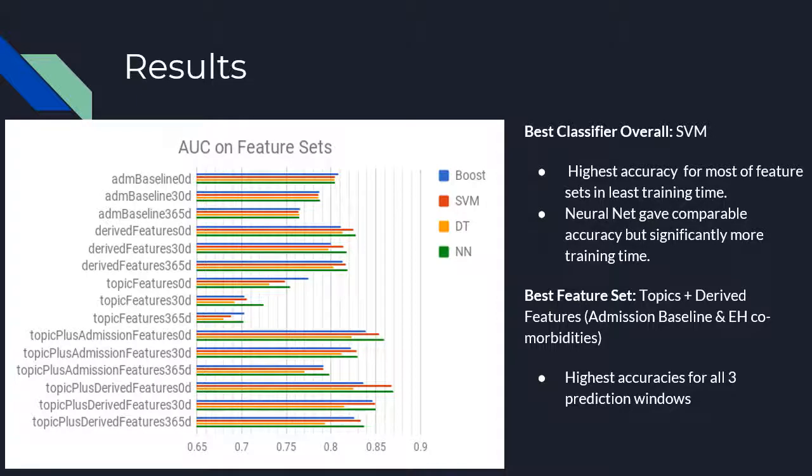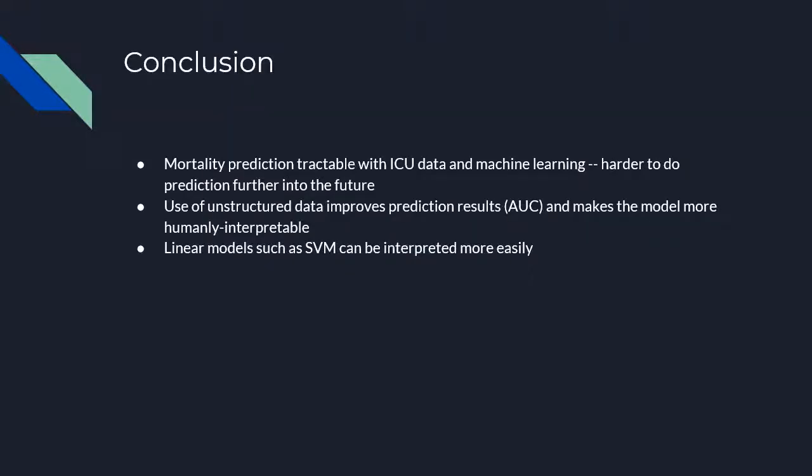Finally, these were the results we obtained. As you can see, SVM outperformed all the other models in terms of accuracy as well as training time. Neural net did achieve close to the accuracy achieved by SVM, but it took significantly more time for training. And the best feature set, as expected, was a combination of topic, baseline, and comorbidities for all three prediction windows. And we had highest accuracy for in-hospital, followed by 30-day, and finally the lowest accuracy for 365-day prediction window.